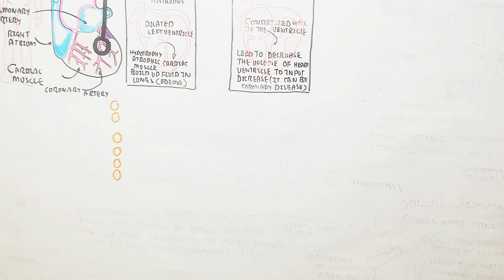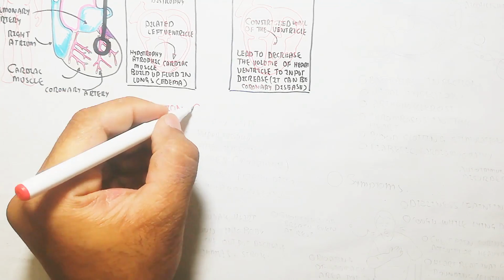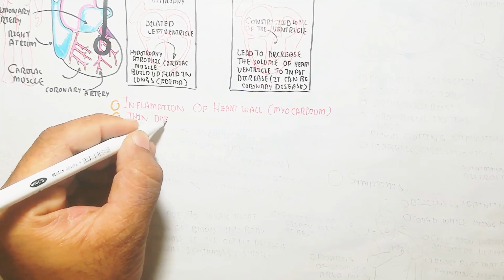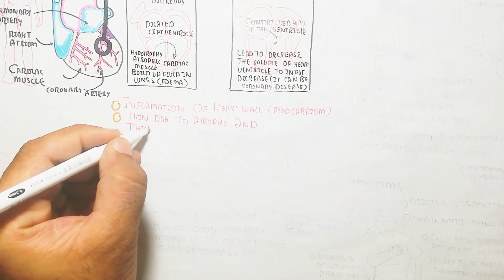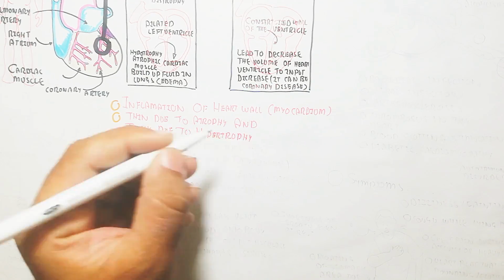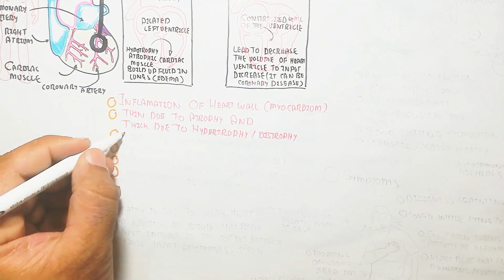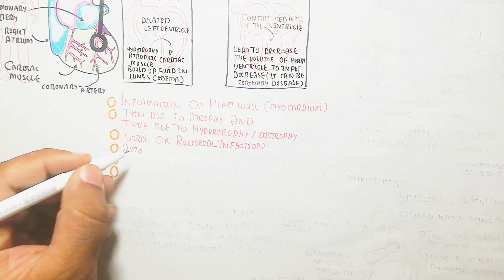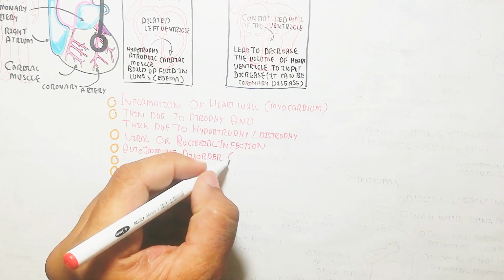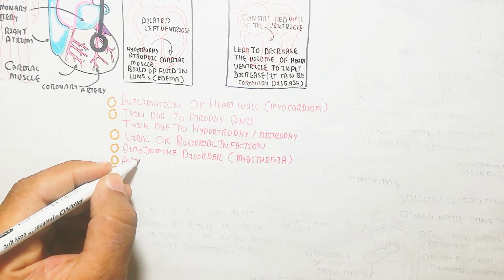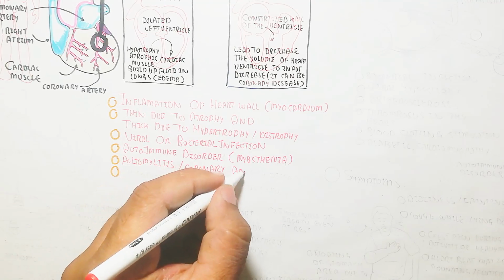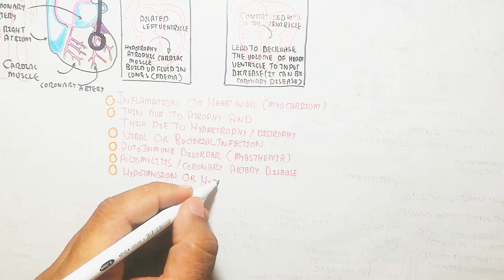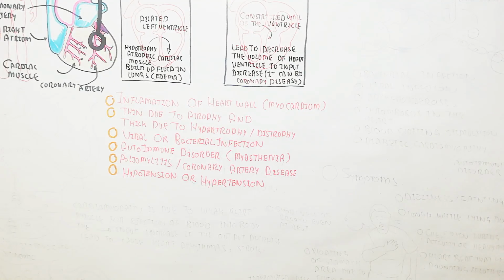Let's understand the different causes and how it occurs. Inflammation of the heart wall is known as myocarditis. In the myocardium, the cardiac muscle wall will inflame, becoming thin due to atrophy and thick due to hypertrophy or dystrophy. The dystrophy is also a thin muscle wall. Viral or bacterial infection, autoimmune disorders like myasthenia gravis, poliomyelitis, coronary artery disease, as well as hypotension or hypertension can lead to cardiomyopathy.